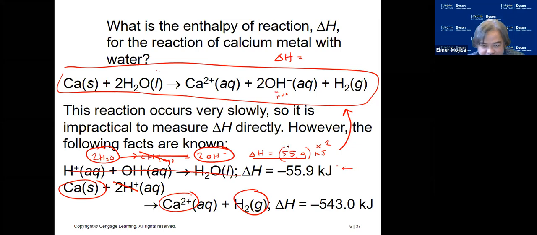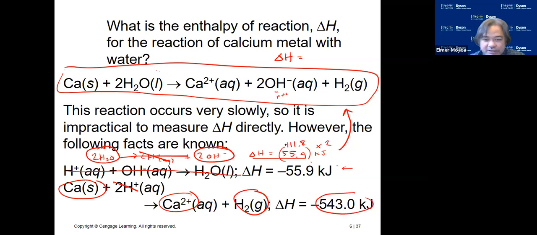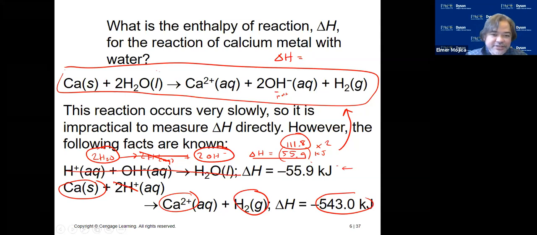So the 111.8 is the one here. So you have to add this to this one. So what is the total delta H that you have? Anyone? So you have there negative 431. Is that what you get? For 31.2? Yep.